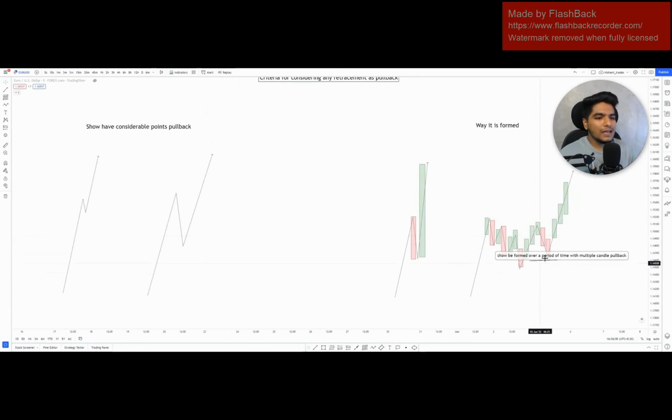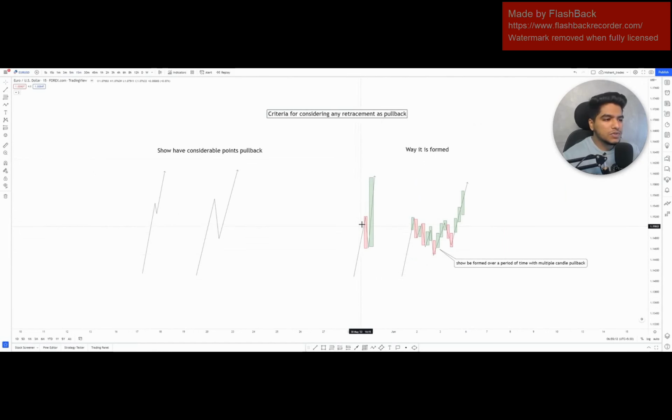Then the next criteria is the way it is formed. Now you can see that you got a nice push to the upside. This was one candle down and next candle up, so this is not a valid pullback. But when you see here in this particular case, we got a nice push to the upside. Prices start retracing in a very corrective manner. Prices realigned, and then again prices got a push to the upside. So basically again bulls took charge. This happened over a period of time, and we got a considerable points pullback when we compare it with this leg from this to this. Then again it resumed its momentum in the upward direction.